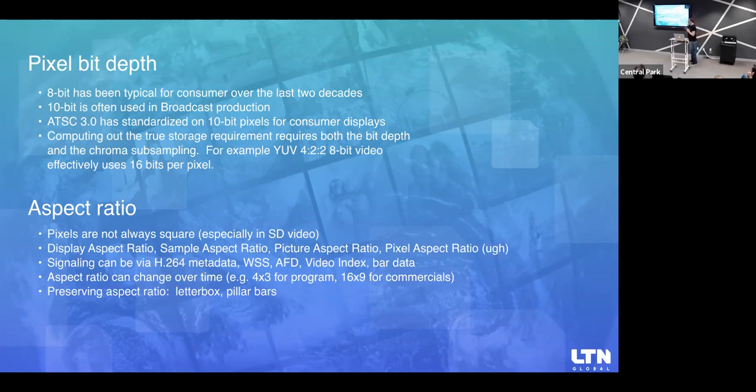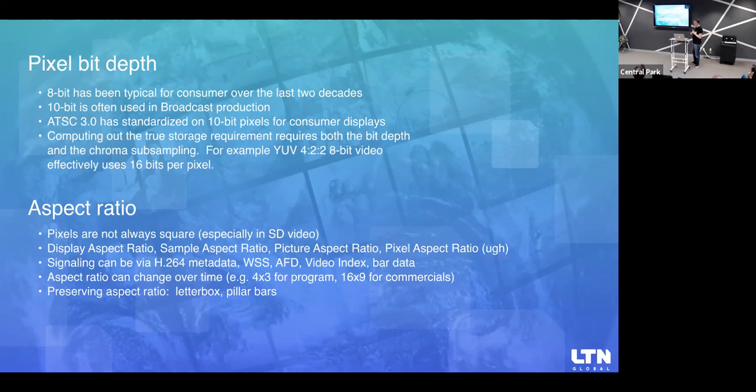Unfortunately, they're not always square in digital video. A lot of this comes back to the days of standard definition, old-fashioned analog television. They wanted to play a lot of games and a lot of tricks to do it efficiently. One of the things they ended up doing was coming up with pixels that weren't square, where the actual ratio of the pixel is rectangular.